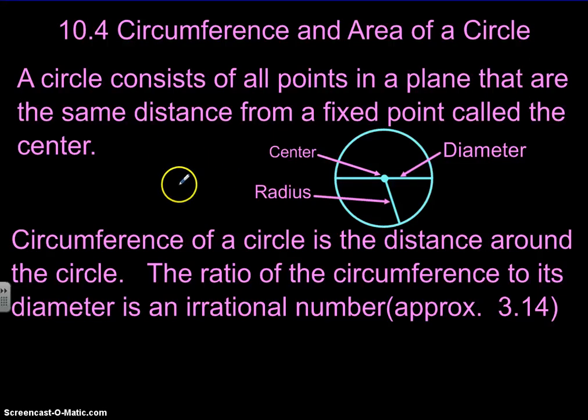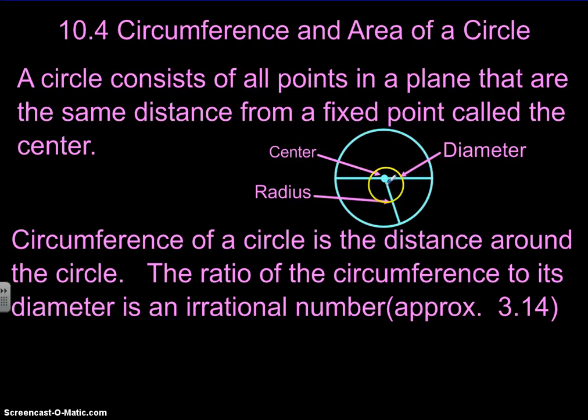Okay, today this is circumference and area of a circle. This is 10.4. And we want to look at the parts of the circle that we're going to need to know about for today. The first part is the center of the circle. It's the point in which all the other points are the equal distance from that point. So any point I find on this circle, if I measure that, it's the same distance.